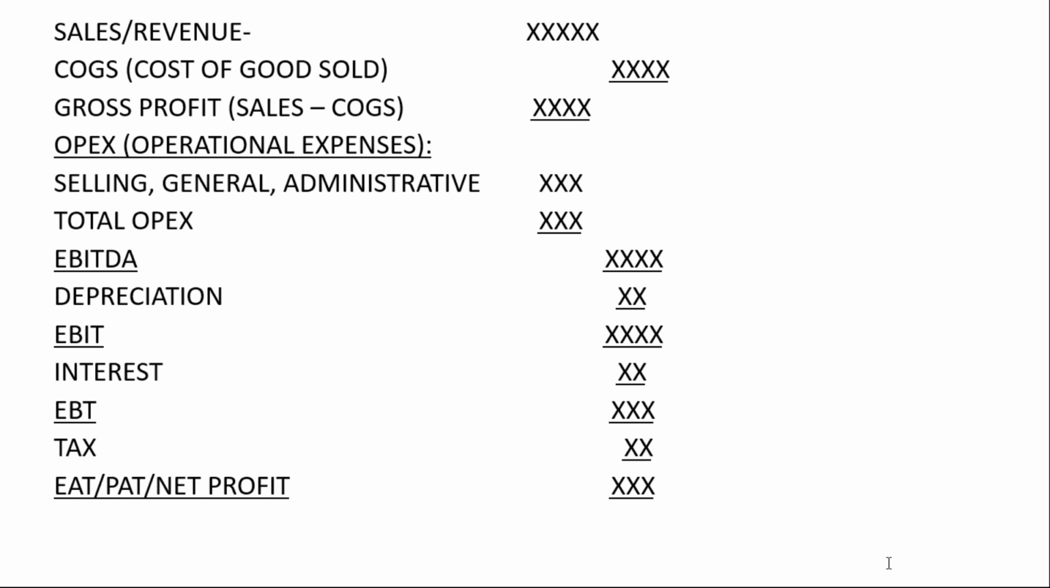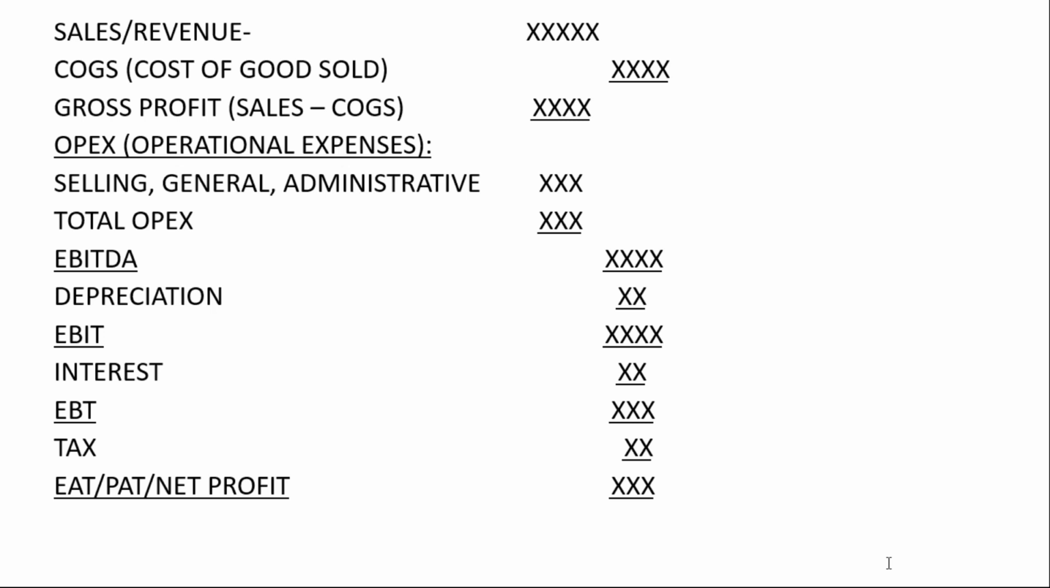Once we get this value, we will see whether there is any interest amount that has been paid by the business. That amount is going to be subtracted after EBIT. Once the interest amount has been removed, the remaining amount is called EBT, earnings before tax. Then tax will be calculated. Once the tax amount has been removed, it is called EAT or PAT, that is earnings after tax or profit after tax or net profit. So this is how we are going to calculate the values.